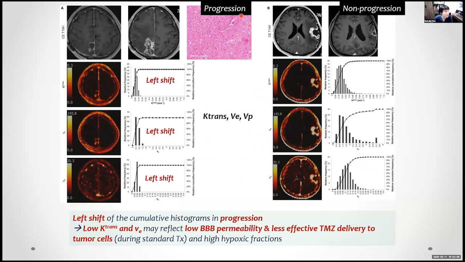In the true progression, you could see the values are left shifted in comparison to the non-progression group, which we speculated as follows. The low Ktrans and Ve reflect low BBB permeability, as I've mentioned in the first part of the lecture. And that has two sides. It can reflect less effective temozolomide delivery to tumor cells during the standard treatment, whereas it reflected low BBB permeability for pseudo progression in the subacute stage of the treatment.